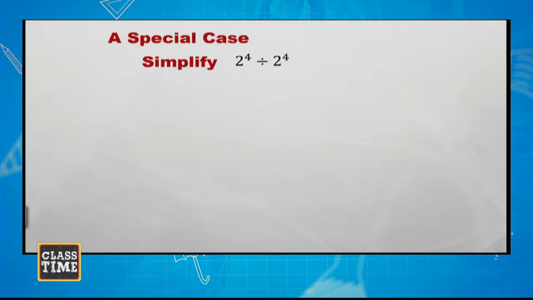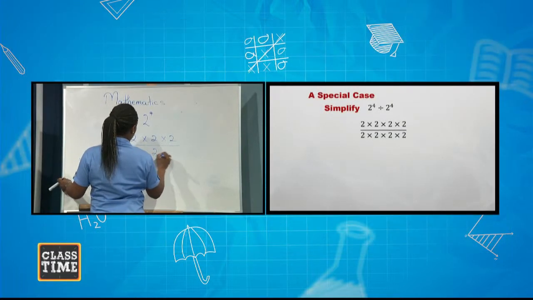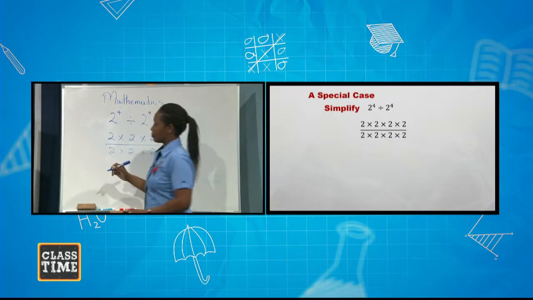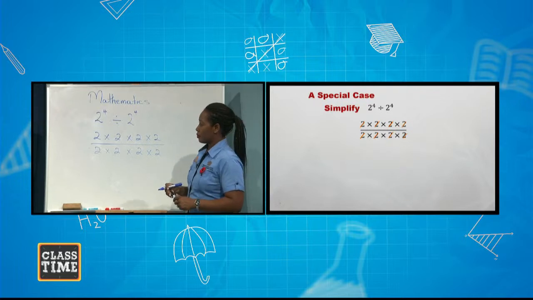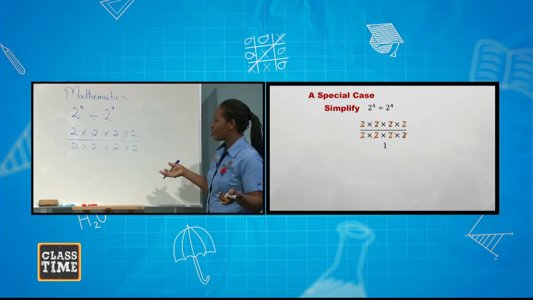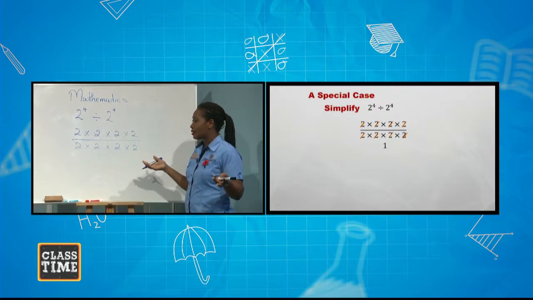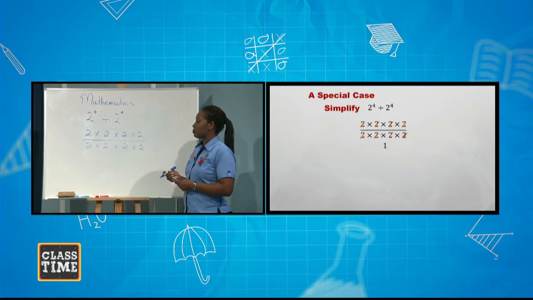A special case, we are asked now to simplify 2 raised to the 4th power divided by 2 raised to the 4th power. Now in simplifying 2 raised to the 4th power divided by 2 raised to the 4th power, I'm going to go ahead and do it the long way. So we have 2 times 2 times 2 times 2, all divided by 2 times 2 times 2 times 2. And in simplifying, I realized that we are left with no 2's. So you have factored out all the values in both the numerator and the denominator. Yes. So when I factorized, I have 1.